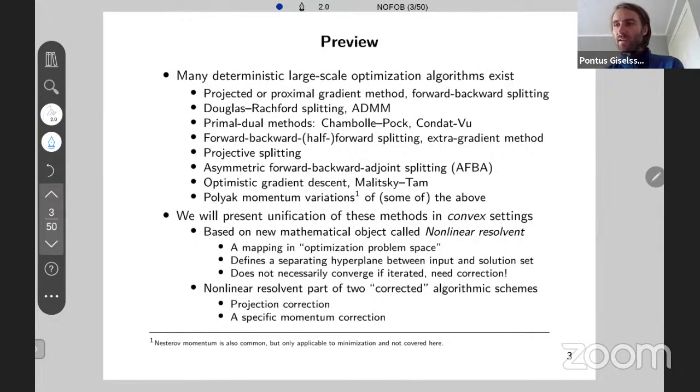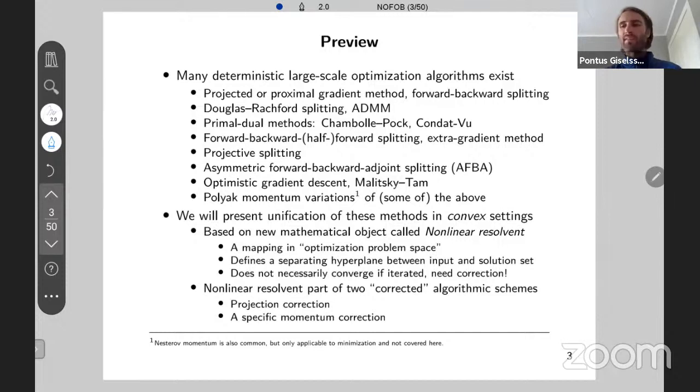Then there exists a few primal dual methods, which solve both a primal optimization problem and its dual optimization problem at the same time. And two first-order methods that do this are Chambolle-Pock and Condat-Vu. Then we have another set of algorithms that is called forward-backward-forward splitting and forward-backward half-forward splitting, not as well known. And also the extragradient method, which might be a bit more well known, that use two evaluations of the operator or the gradient in each iteration. And these can be used to solve, for instance, convex-concave saddle point problems and things like that, and stochastic variations of these have been applied to train generative adversarial networks, GANs.